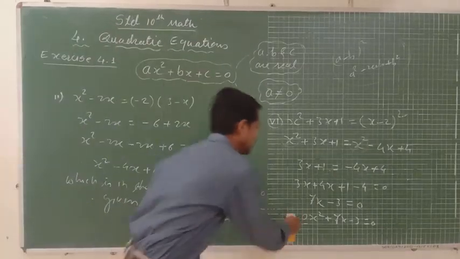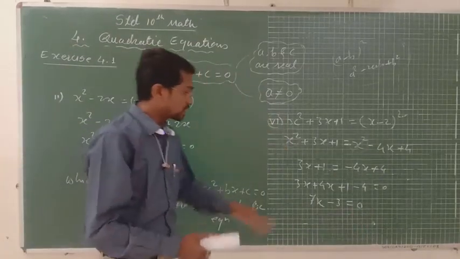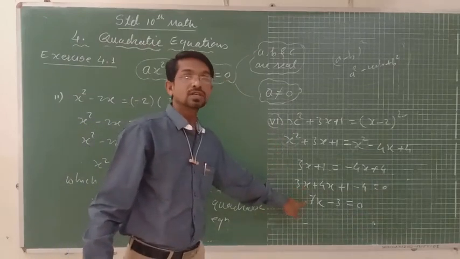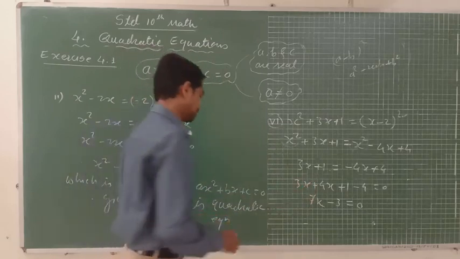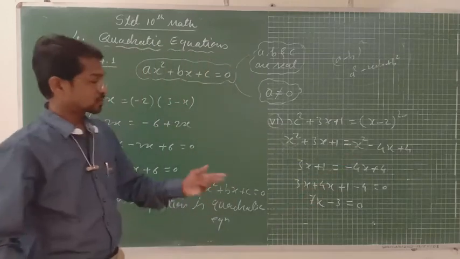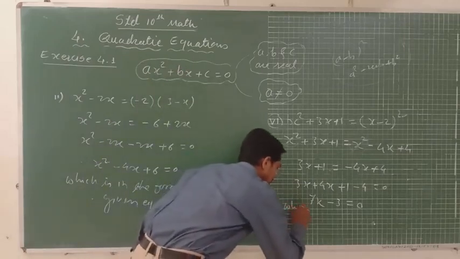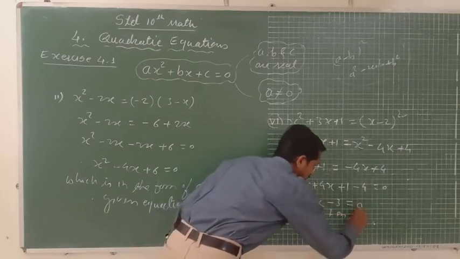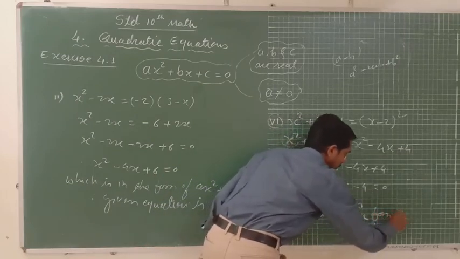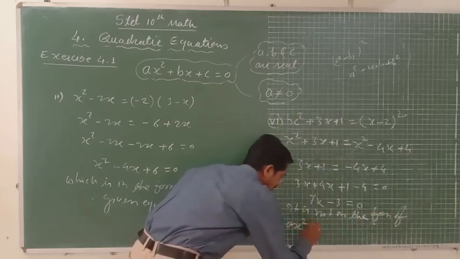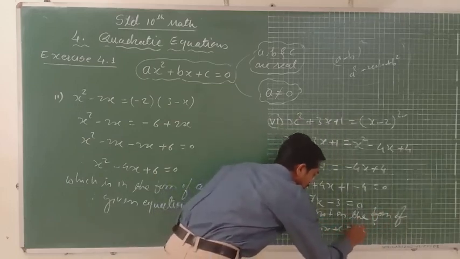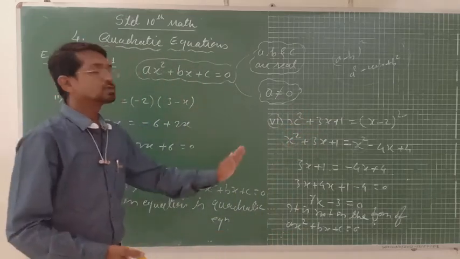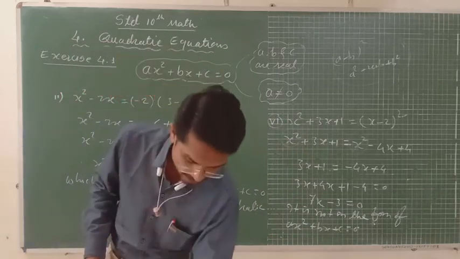So what do we write here? We write: which is not in the form of ax square plus bx plus c is equal to 0. Therefore, the given equation is not a quadratic equation. Like this, we have to solve question number 1. The remaining questions you have to solve.